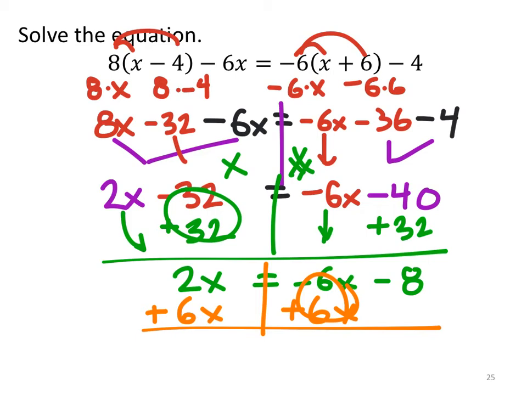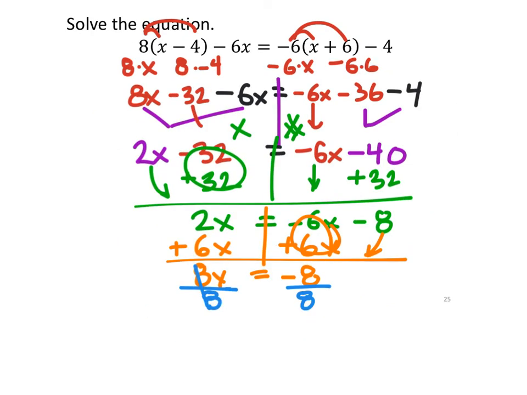That's what we wanted. 2x plus 6x is 8x, which now equals, again, don't forget to drop this as a negative 8, not just 8. And then finally, a one-step equation. I'll divide both sides by the coefficient of x, which in this case is 8, to make that 1x. So now x equals negative 1.